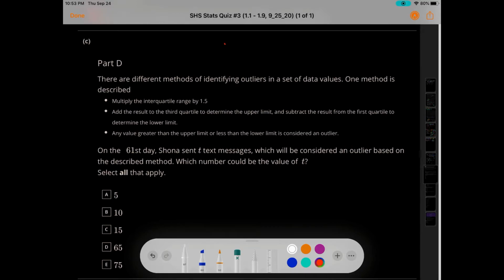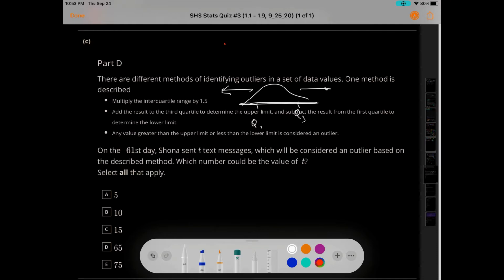Part D, there are different ways of identifying outliers in a set of data values. One method is described as multiplying the interquartile range by 1.5, adding the result to the third quartile to figure out the upper limit, and subtracting it for the lower limit. We already know that. It's actually just explaining the formula. Any value greater than the upper limit or lower than the lower limit is an outlier, right? So you have your data. Let's just say this is quartile 3 and this is quartile 1. And anything over here is an outlier, or anything over there is an outlier, right?